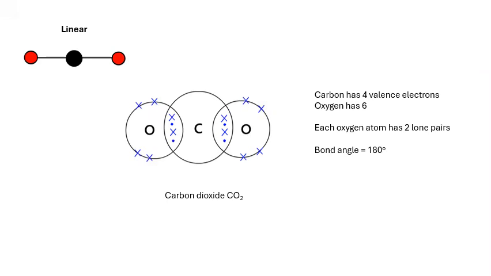Yes, because one's pushed that way, the other's pushed that way. It's in a straight line. And so the bond angle is 180 degrees. So that's the first shape, which is linear in a straight line. And carbon dioxide is a good example of that.